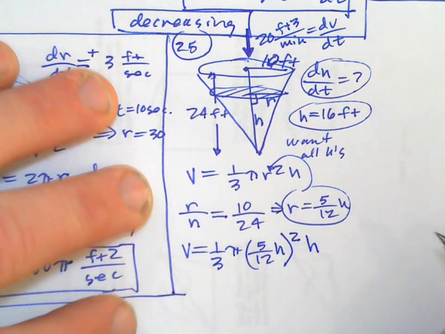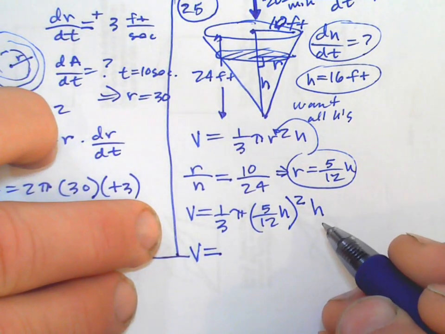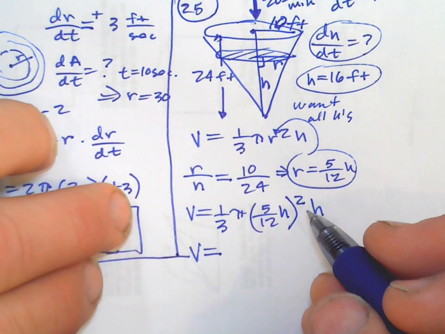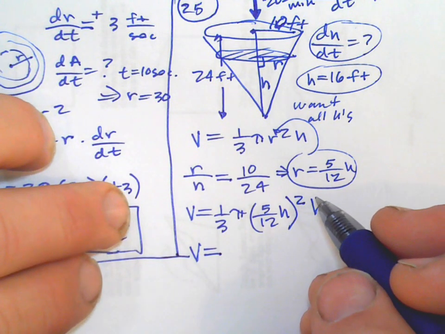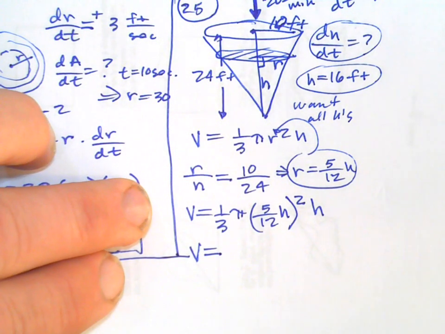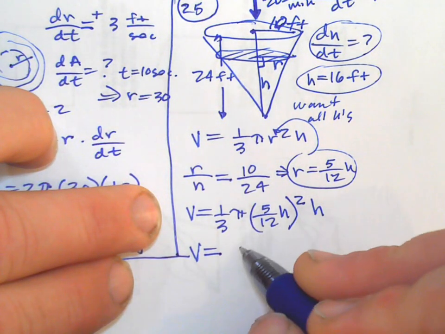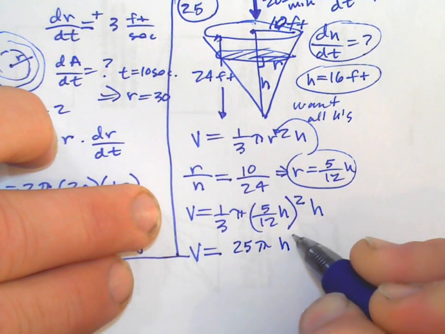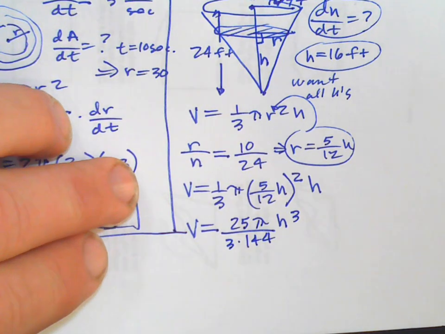Now be careful because everything about r gets squared, including the 5/12. So your new volume equation is going to be kind of messy. Let's just make sure. I'm not going to simplify all this just yet, because I'm probably going to have to reduce it when I plug some numbers in anyway. So I think we do 25 pi h cubed over 3 times 144. I'm just going to keep that 3 times 144, otherwise it's a big number. I'm going to reduce it later.